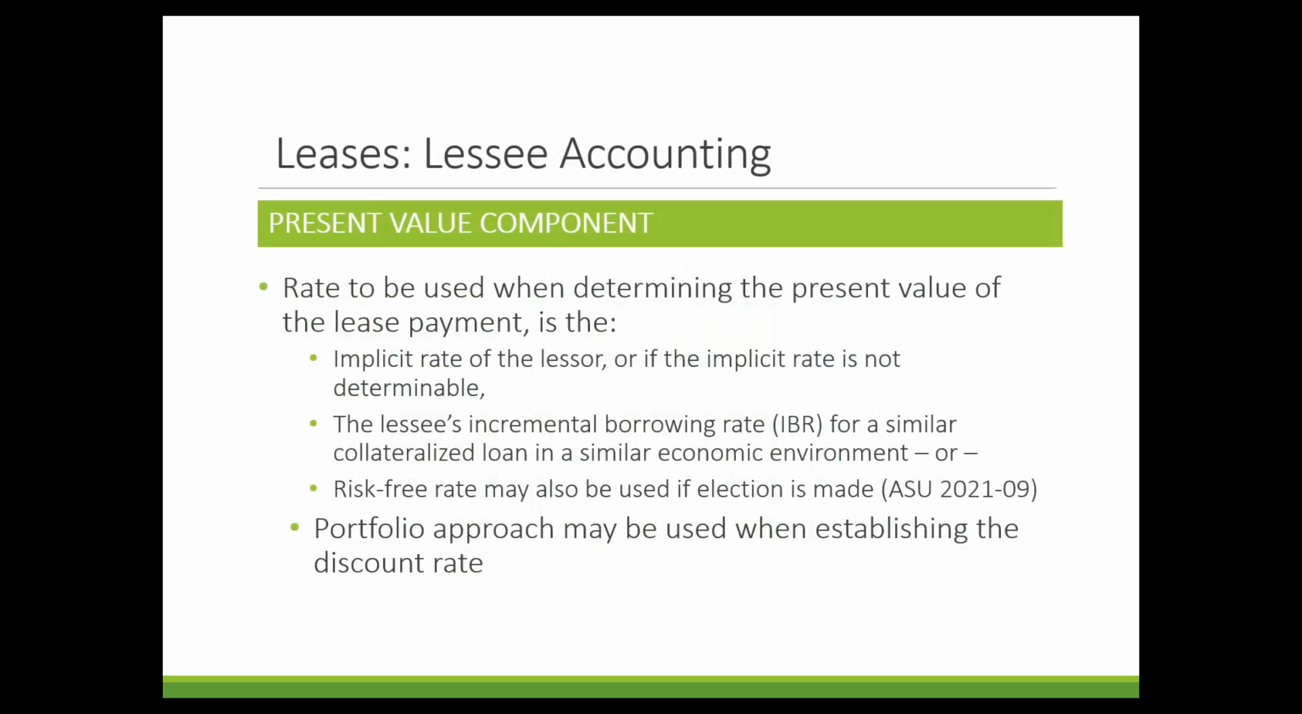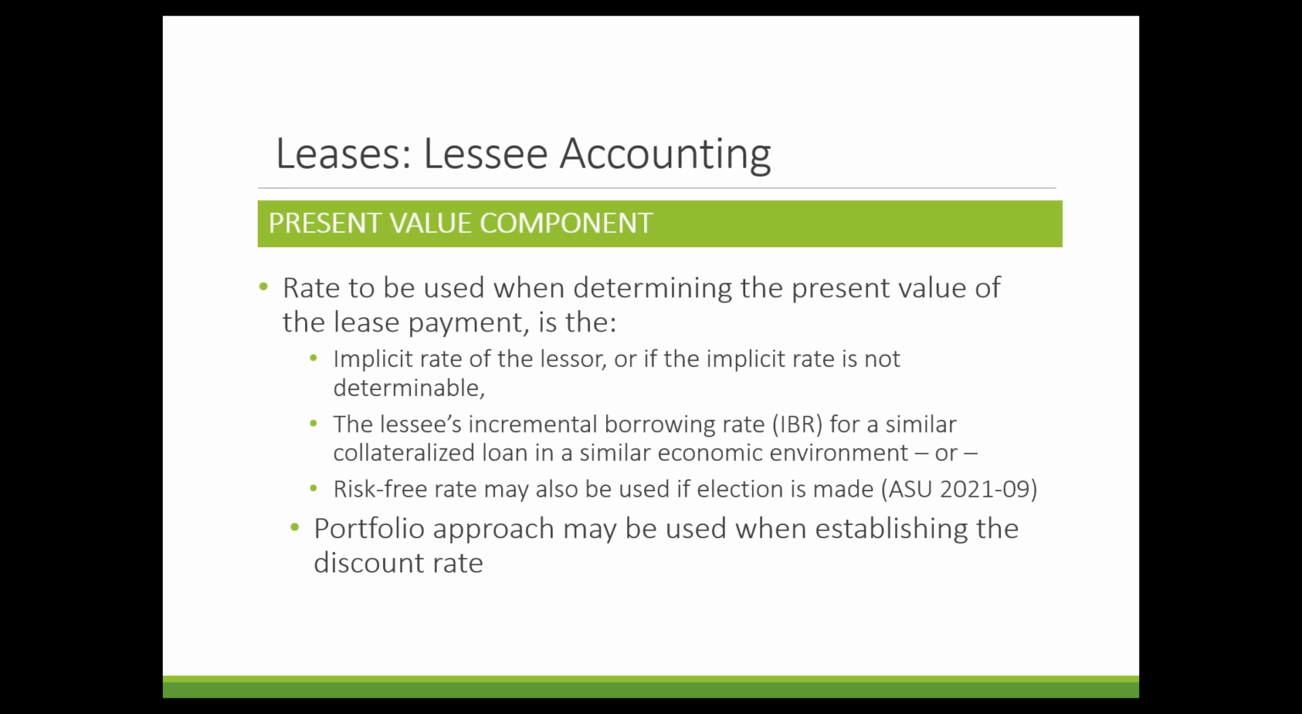The rate to be used when determining the present value of the lease payments is the implicit rate of the lessor, or if the implicit rate is not determinable, the lessee's incremental borrowing rate for a similar collateralized loan in a similar economic environment, or the risk-free rate may be used if the election is made.